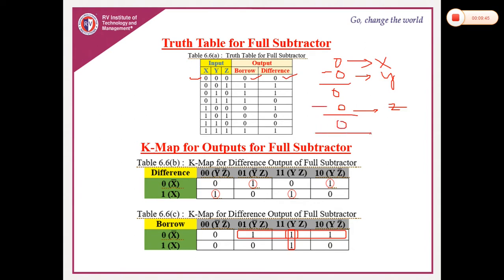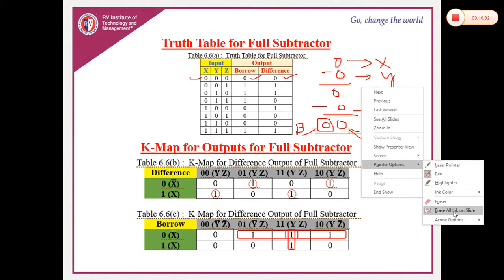So the difference whatever you got is 0, and we have not taken any borrow at any time, so this is also 0, this is borrow. This is how you are supposed to do this entire process. Difference and borrow you will get. Next combination we will see.